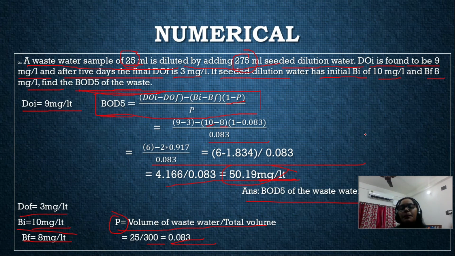Very simple and very scoring numericals. This type of numerical generally carries 3 or 4 marks. If you do it properly, then you will get the full marks. Very easy, all the data are given, you only have to identify which equation you have to use to solve the problem. Understand? So very simple.